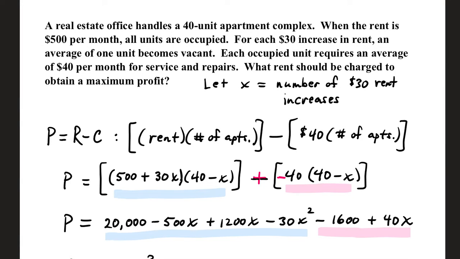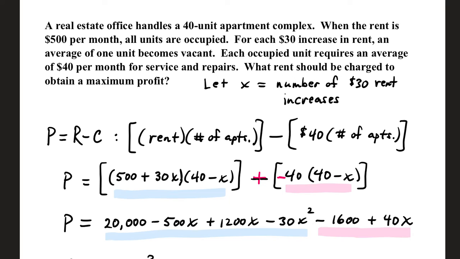A real estate office handles a 40-unit apartment complex. When the rent is $500 per month, all units are occupied. For each $30 increase in rent, an average of one unit becomes vacant. Each occupied unit requires an average of $40 per month for service and repairs. What rent should be charged to obtain a maximum profit?